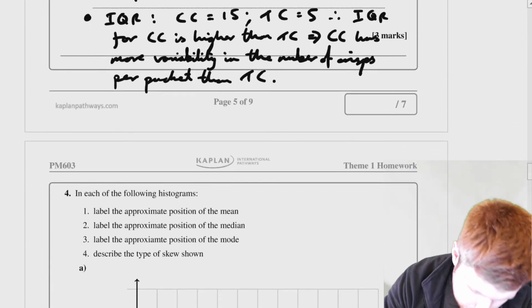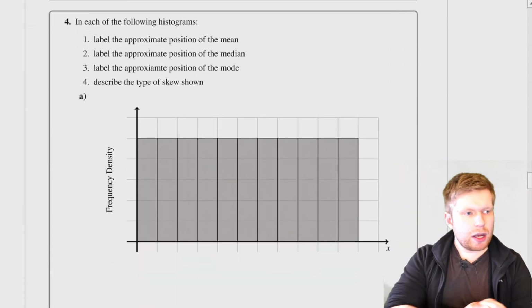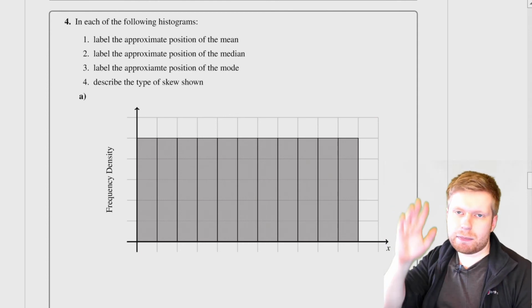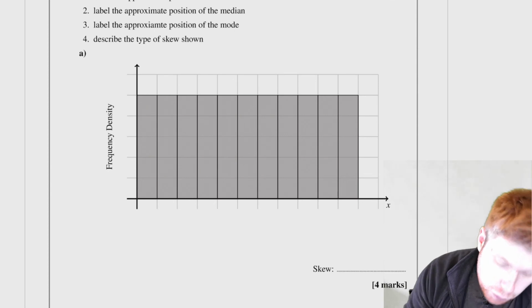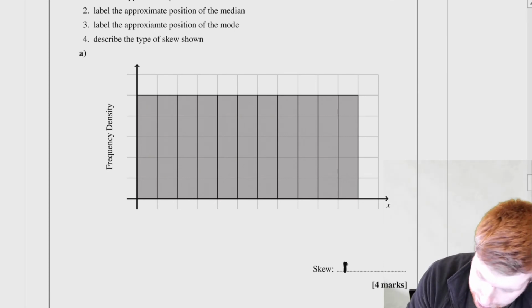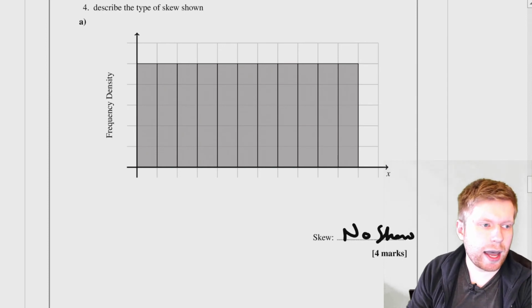Okay, fine, fantastic. Let's move on to the next question. These are nice and easy. So histograms need to label the measure of central tendency, mean, median, mode, and we need to describe the type of skew. First one is a symmetric distribution, so there is no skew there. Okay, so I'm going to type no skew there.